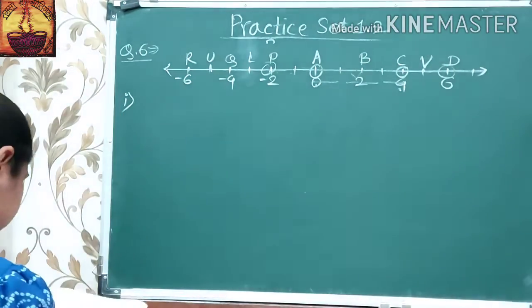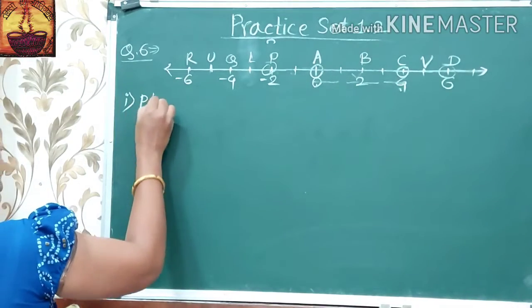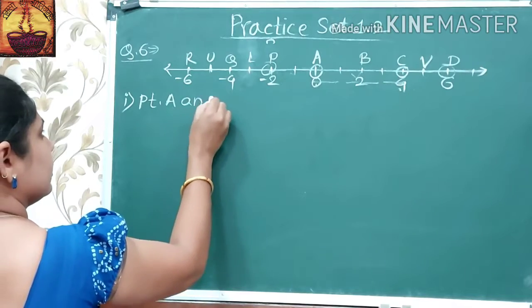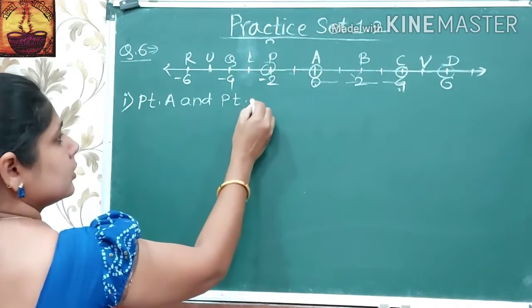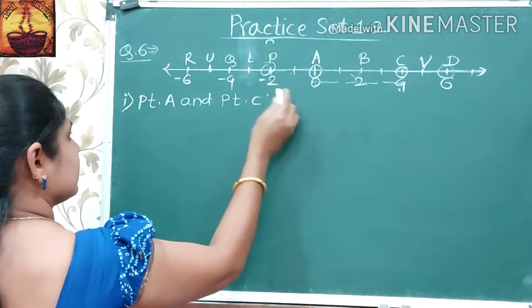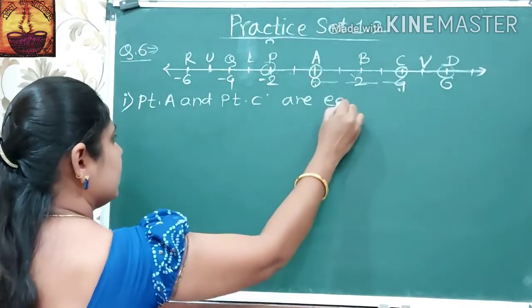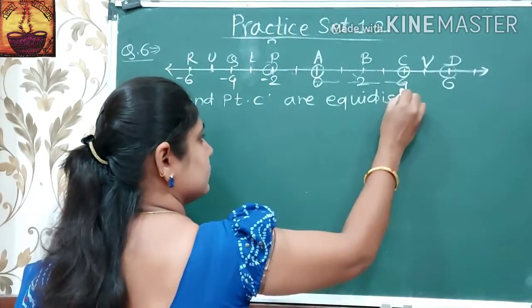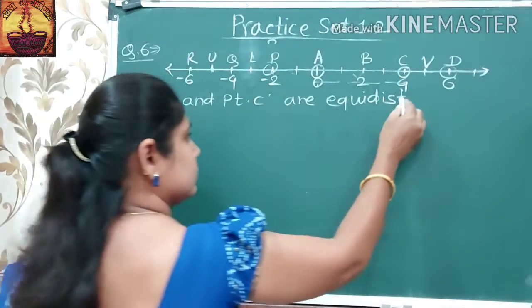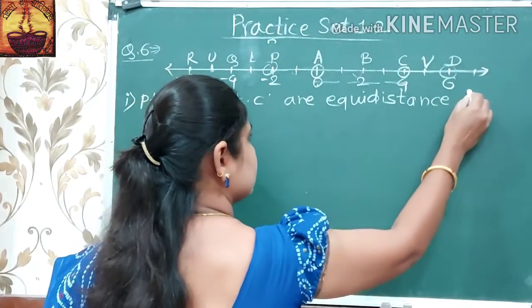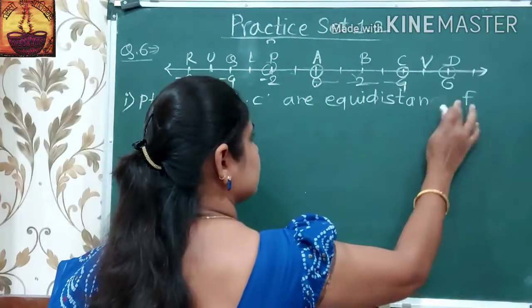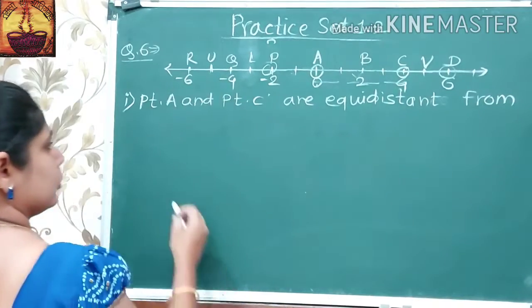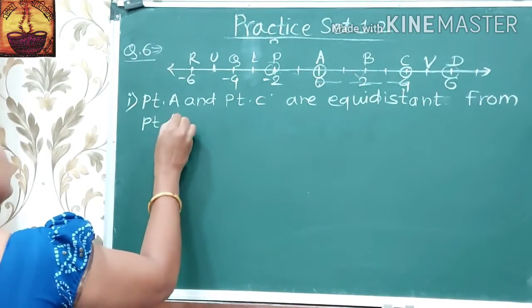Therefore write here, point A and point C are equidistant from point B.